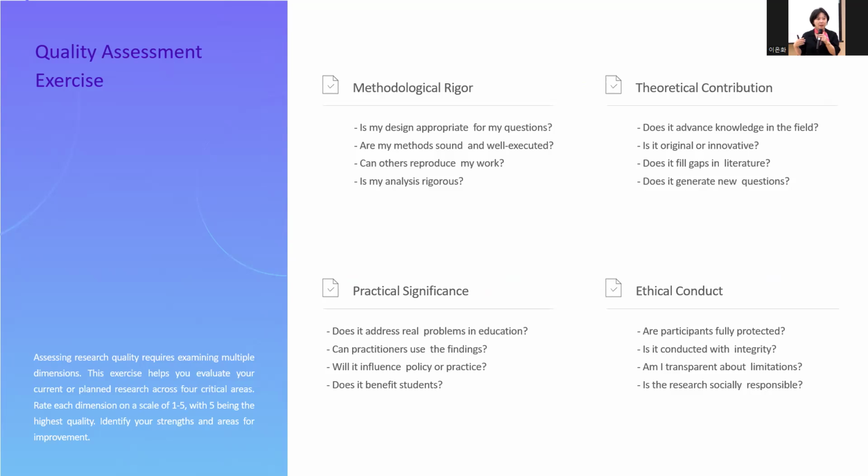Take 5 minutes now. Write down your ratings. Be honest with yourself. Identify your strengths and areas where you need to improve. It is about knowing where you are so you can plan where to go.